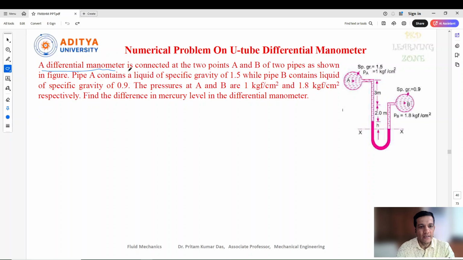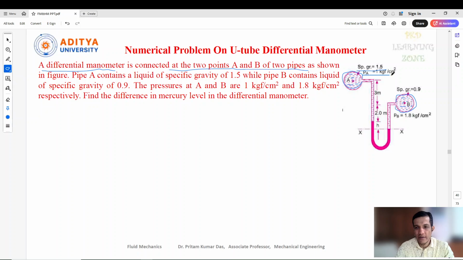A differential manometer is connected at the 2 points A and B of 2 pipes. So 2 different pipes are there. This is one pipe and another pipe is this one. As shown in the figure, pipe A contains a liquid of specific gravity 1.5, while pipe B contains a liquid of specific gravity 0.9. So the pressures at A and B are at these pressure points.